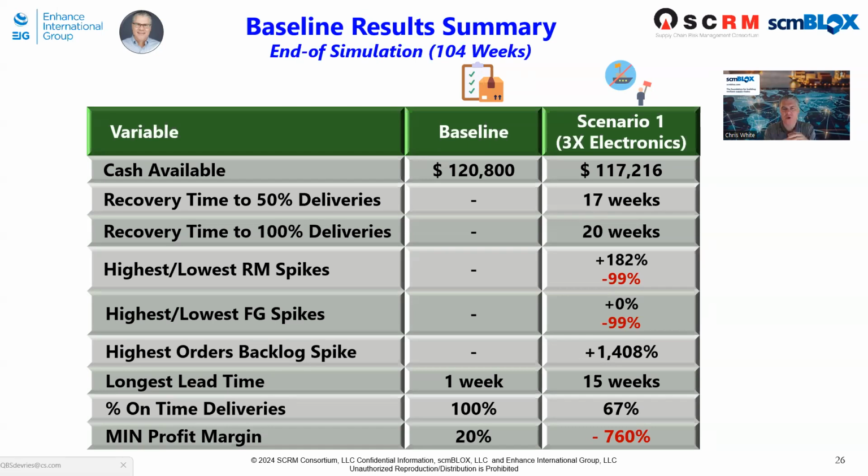We see some spikes in raw material, and the highest is a big spike. It's 182% over the target value that we want, and it drops as low as 99%. So we actually never run out, but we are sliver thin to running out.